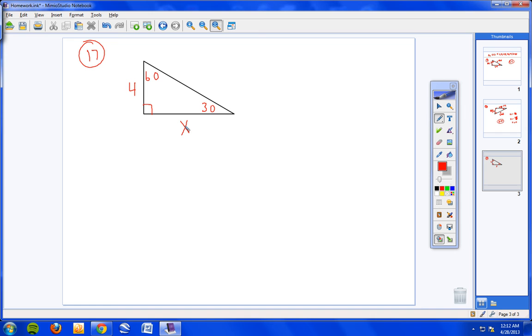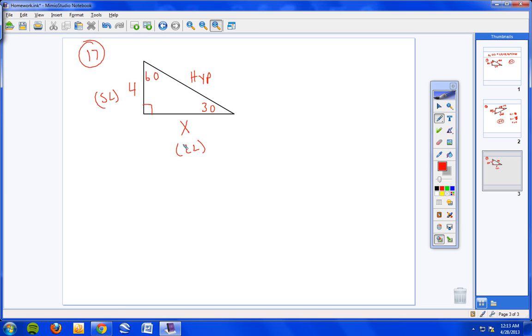All right, there we go. Now, they want us to find the longer leg, x. Very quickly, I'm going to call this the hypotenuse because it is. Here's 30, go straight across. This is my shorter leg. Here's 60, go straight across. This is my longer leg.